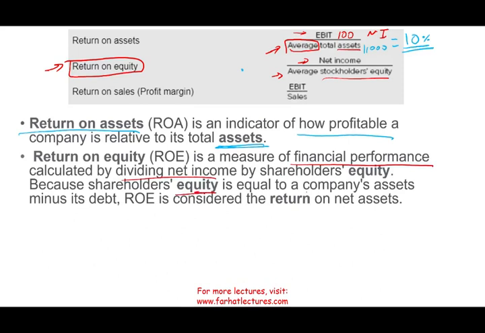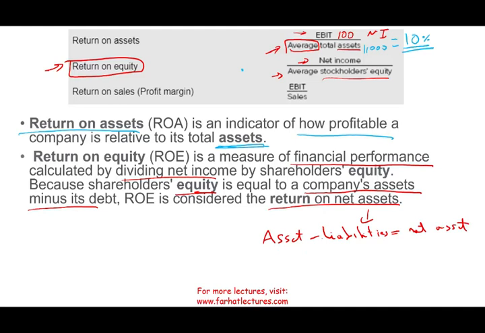Now, because equity is equal to the company's assets minus its debt, ROE is considered the return on net assets. Net assets, what is that? When we say the word net asset, it means you are taking something from assets. When we take assets minus liabilities, that equals net assets. Well, what is assets minus liabilities equal to? Equal to equity, or stockholders' equity.